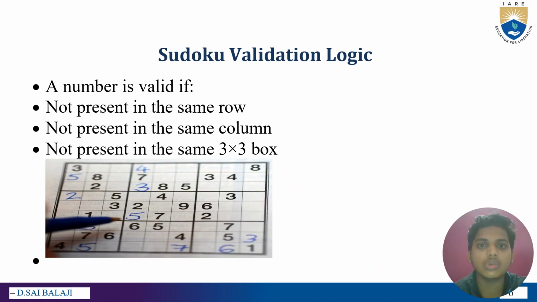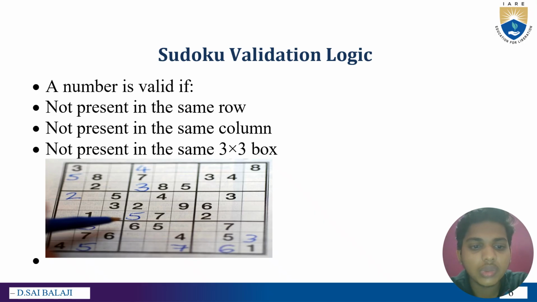And coming to the validation logic. The logic we need for Sudoku is that the number is valid if it is not present in the same row, not present in the same column, and not present in the 3 by 3 box. It should be a unique number in the row, in the column, and in the 3 by 3 box. Here in the image you can look that in the first image they have already given 3, 8 and 2. Here they inserted a 5 in the second row, first column. That means the 5 is not in any column, not in any row, and not in the 3 by 3 box.